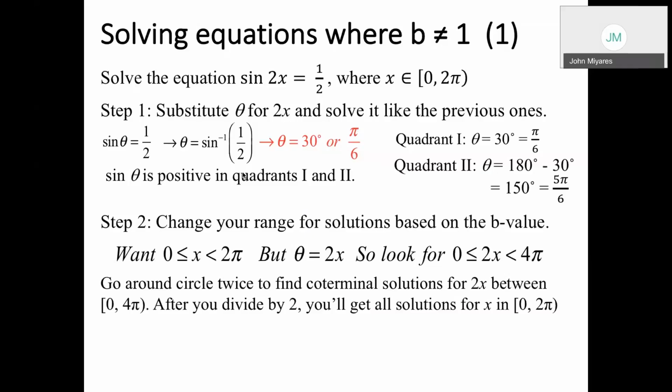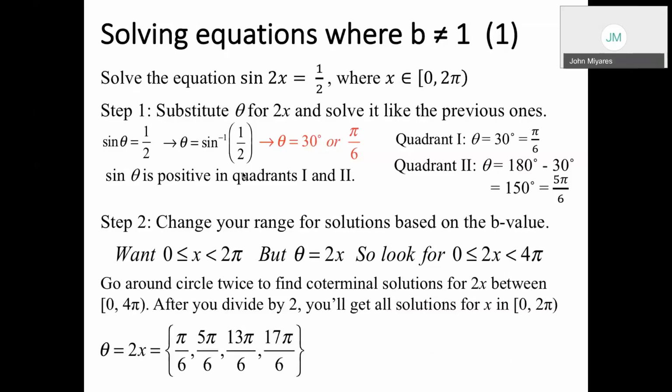Let's see what this looks like in action. I said the first two primary solutions were going to be pi over 6 and 5 pi over 6. If I go around the unit circle a second time, so I'm traveling from 0 to 4 pi radians, I'm going to run into the angles 13 pi over 6 and 17 pi over 6. These are both coterminal with the first two angles, so the sine of 13 pi over 6 and the sine of 17 pi over 6 will equal 1/2.